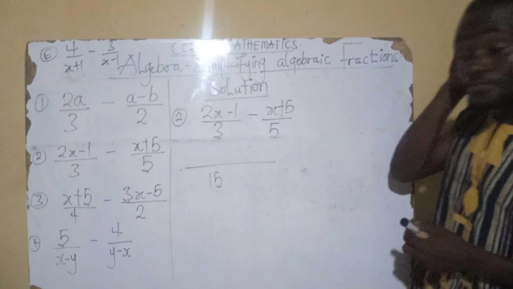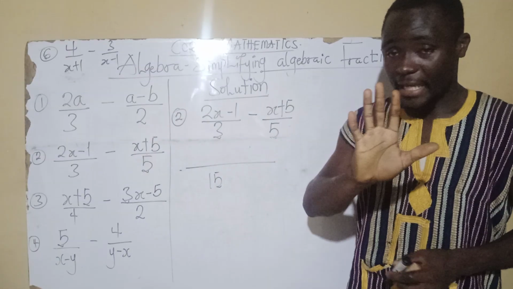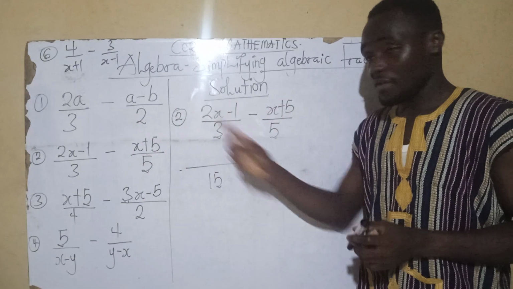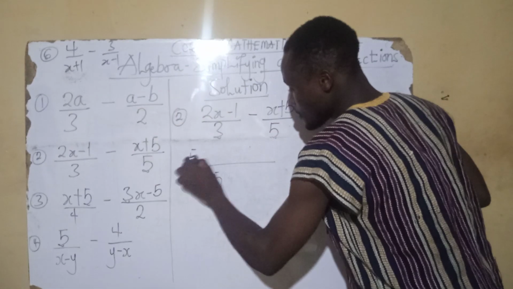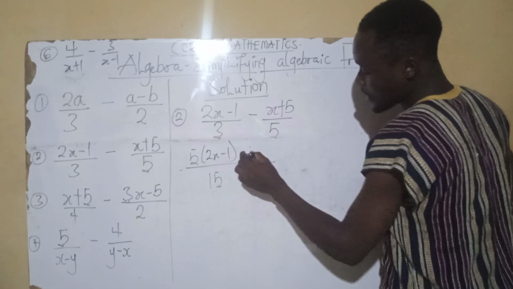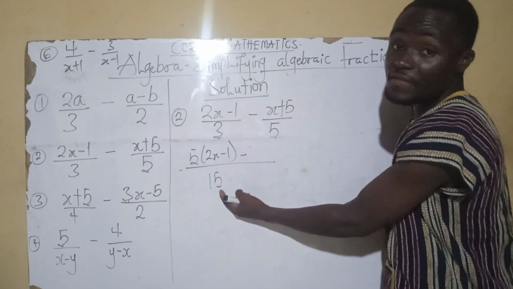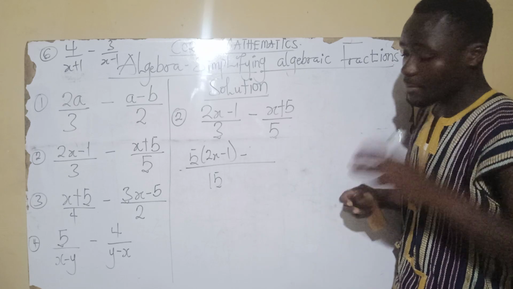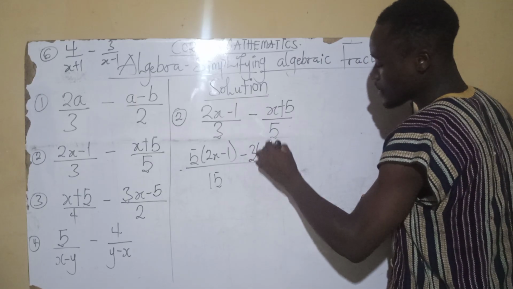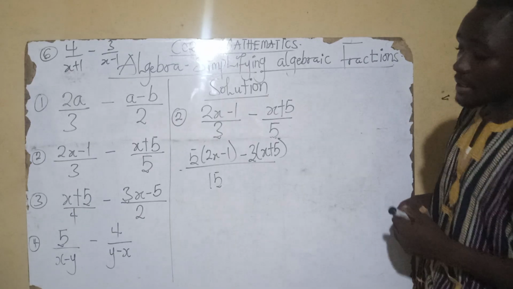So I'll check here. How many times does 3 go into 15? 3 goes into 15 how many times? 5 times. So I'll use the 5 to multiply the whole expression that I have here. So I will have 5 in the bracket 2x minus 1. Then this minus sign will come. Are you getting me? Now over here, 5 goes into 15 how many times? 3 times. So I'll use the 3 to multiply what I have here. So 3 in the bracket x plus 5 over there. Now I will continue with the next process.